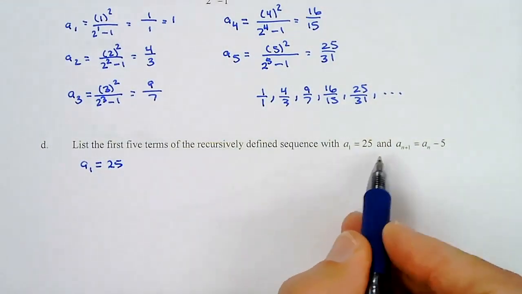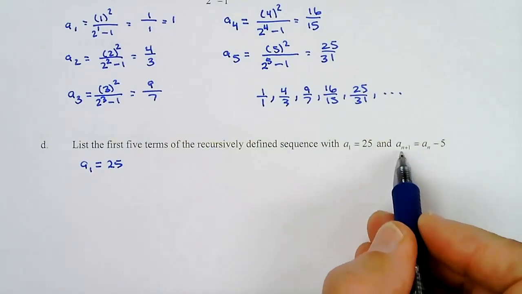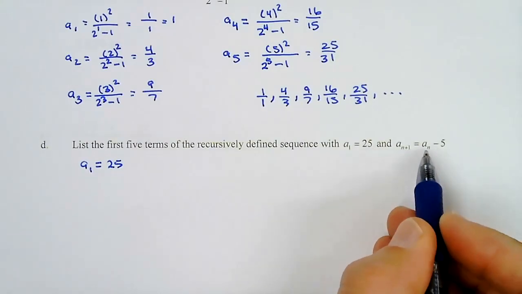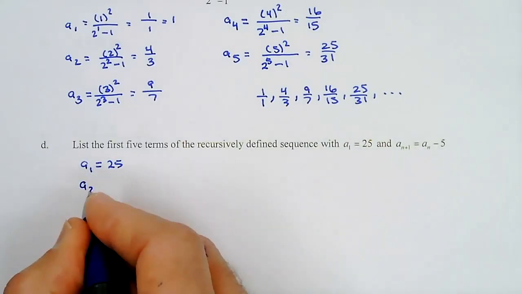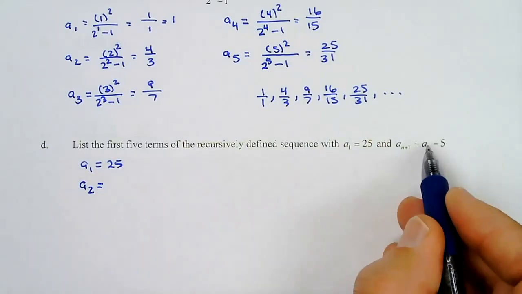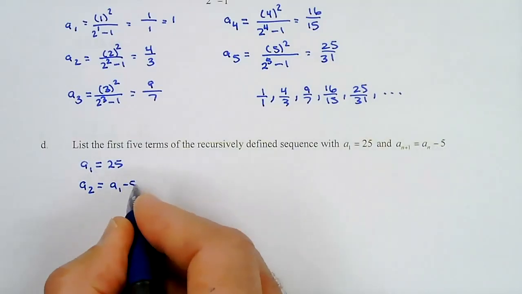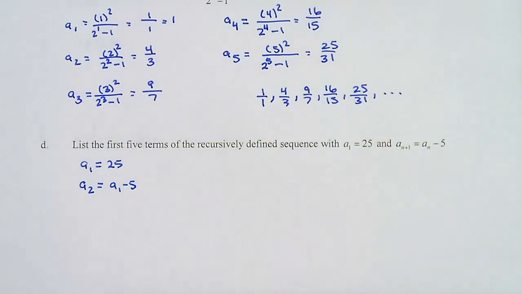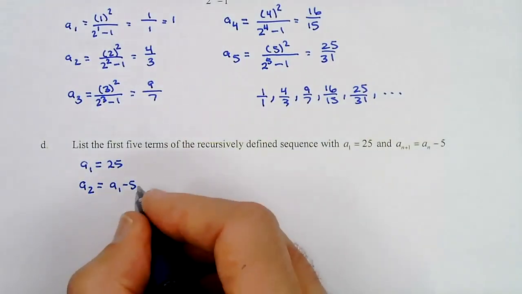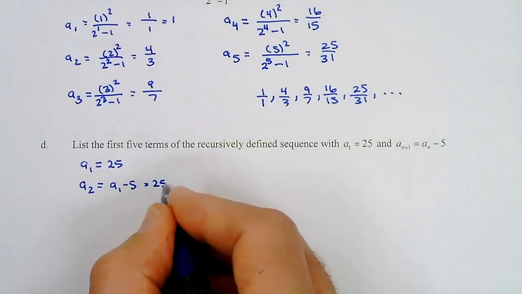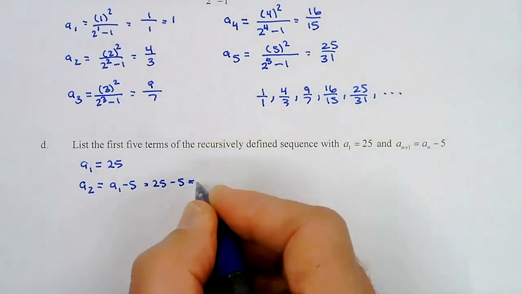To get the second term, we put 1 in for n. So that'd be 1 plus 1, and so this would be a sub 2. The second term is a sub 1 minus 5. This is called recursive because you have to know the previous term in order to get the next term. So that means this is 25 minus 5, which would be 20.